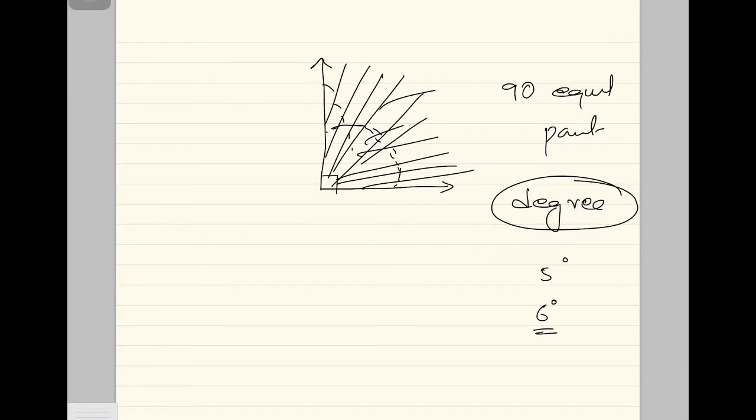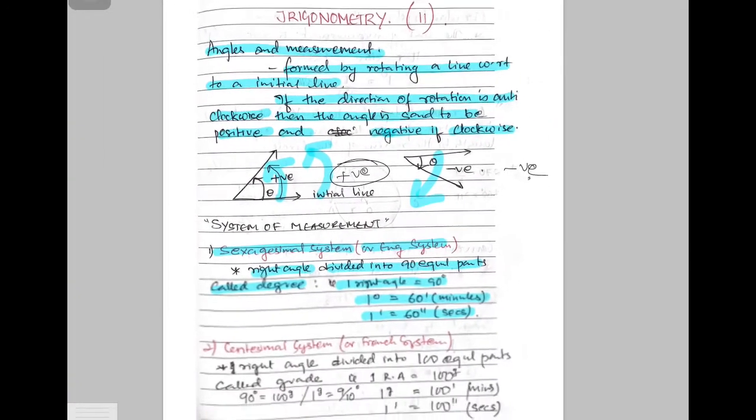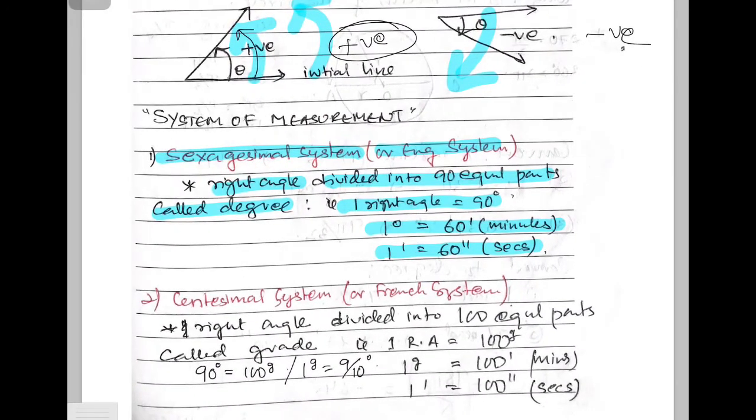Now, the finer measurements of a degree: how is a degree divided? Degrees are divided into minutes, denoted by a single dash like this, and further minutes are divided into seconds, that's a double prime. Correct? So in the sexagesimal system, a right angle is divided into 90 degrees, 90 different equal parts, and 1 degree into 60 equal parts, that's called 60 minutes, and 1 minute into 60 seconds. So that is the sexagesimal or the English system. Correct?